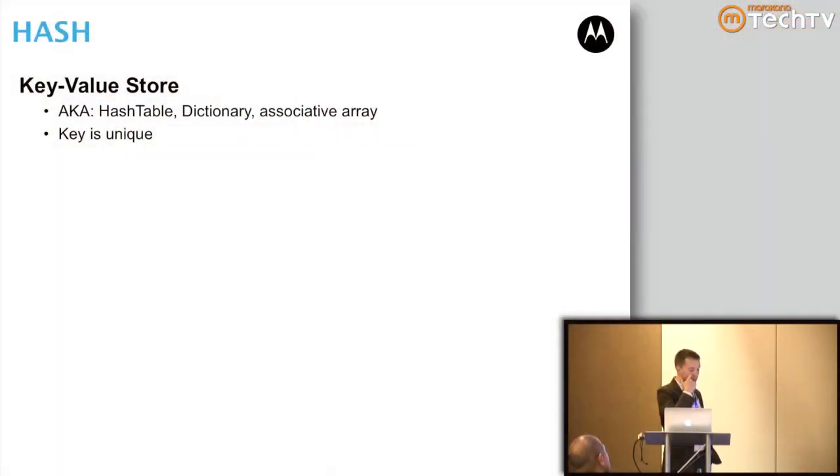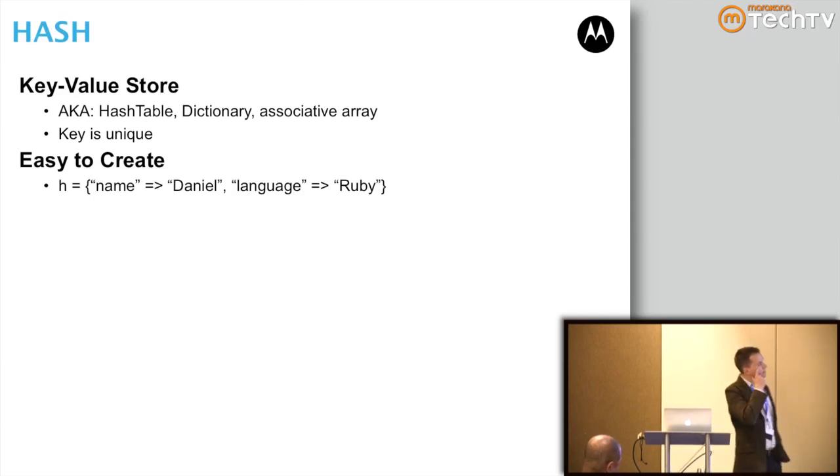The next and probably most important collection type in Ruby is the hash. Also known as hash tables, dictionaries, or associative arrays in other languages. The hash is probably the most used and abused and loved data type in Ruby. It's really just a key value pair where the key is unique.